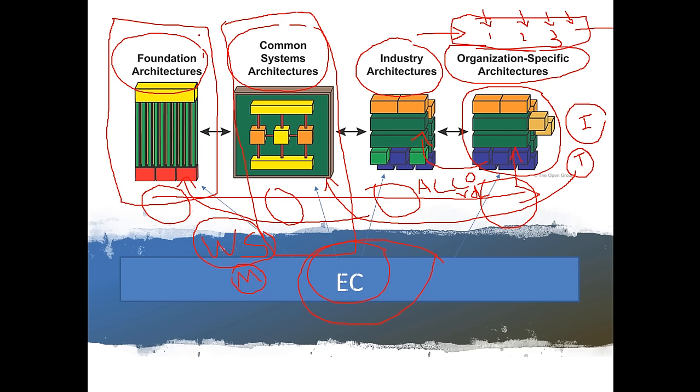So for now, to understand, the foundation architecture contains the desktop, the protocols that need to be followed. Basically, when I started this particular slide, I said that you have to move from the left to the right. So when you are going to the organization specific architecture, you are starting from foundation architecture, then reaching the common system architecture, industry architecture, and then organization specific architectures. Architecture ranges from foundation architecture through the common system architecture and industry architecture to your own organization specific architecture.